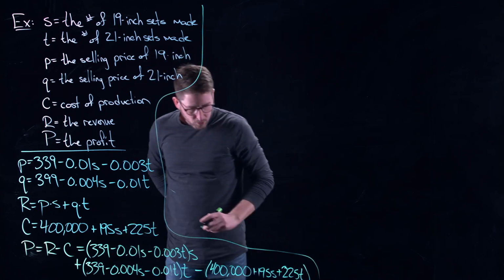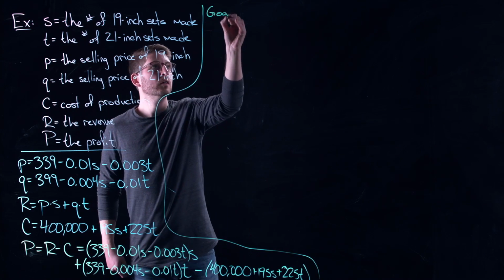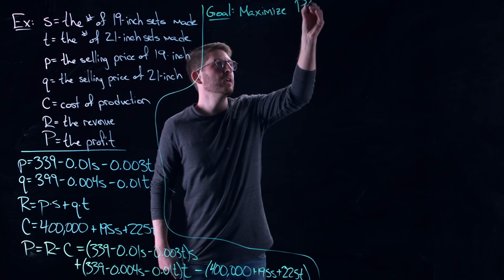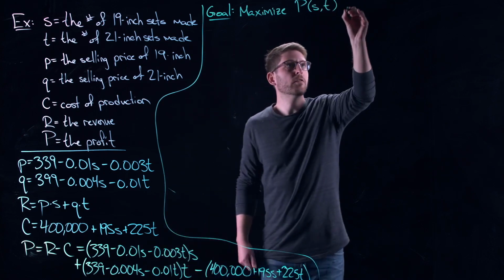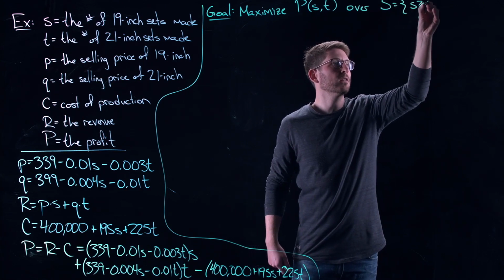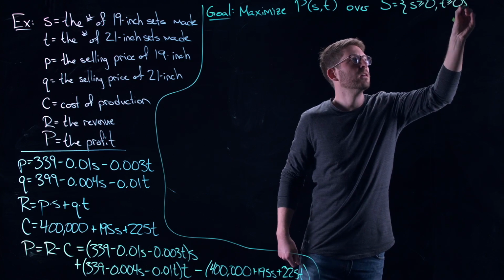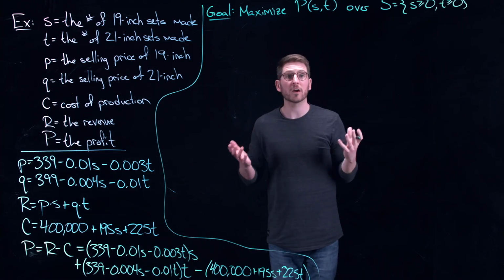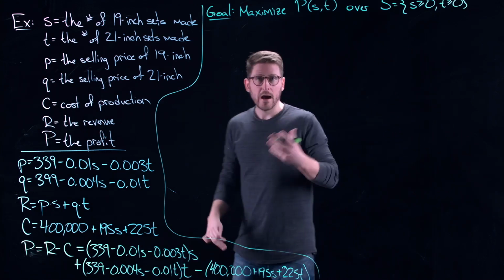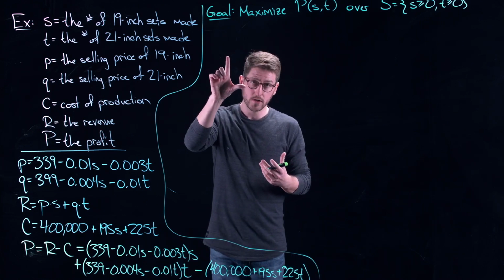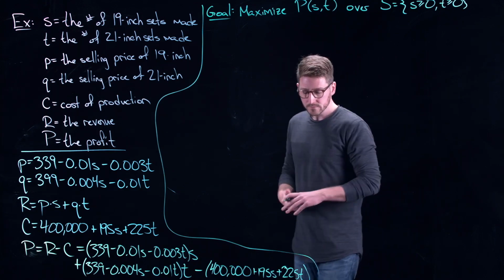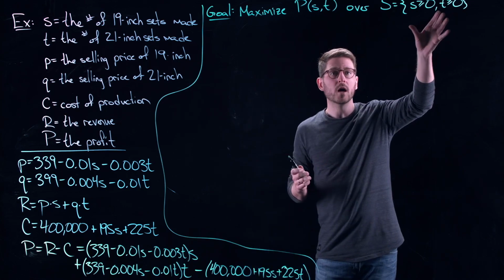Now, what is the point? Well, the goal is to maximize P of S comma T over the set S, which is defined as S greater than or equal to 0 and T greater than or equal to 0. All right, so this is a piece that comes with multivariable optimization. You typically have a set that you need to optimize over. Now, in our case, we're optimizing over the first quadrant of R2, the real Euclidean plane. So this is a relatively simple object, right?